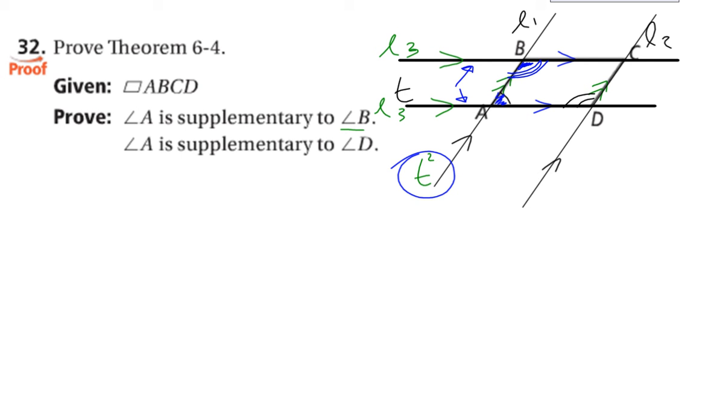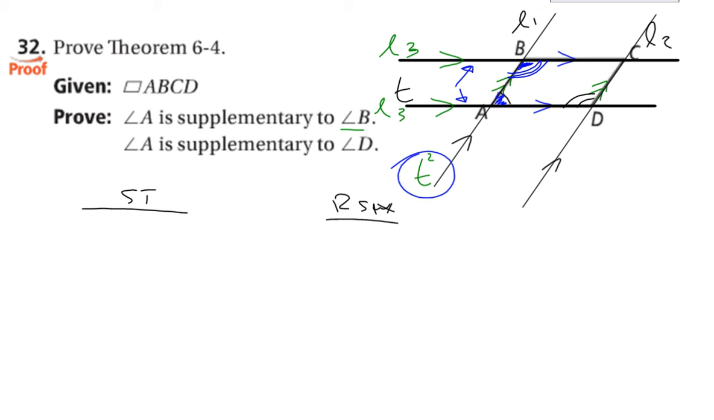These two angles, angle B and angle A, are same side interior angles, and they are supplementary, which means A is supplementary to B. Okay, so how do we put this together as a proof? All right, so we have statement, we have reason. This belongs in your notes. You need to know how to do this.